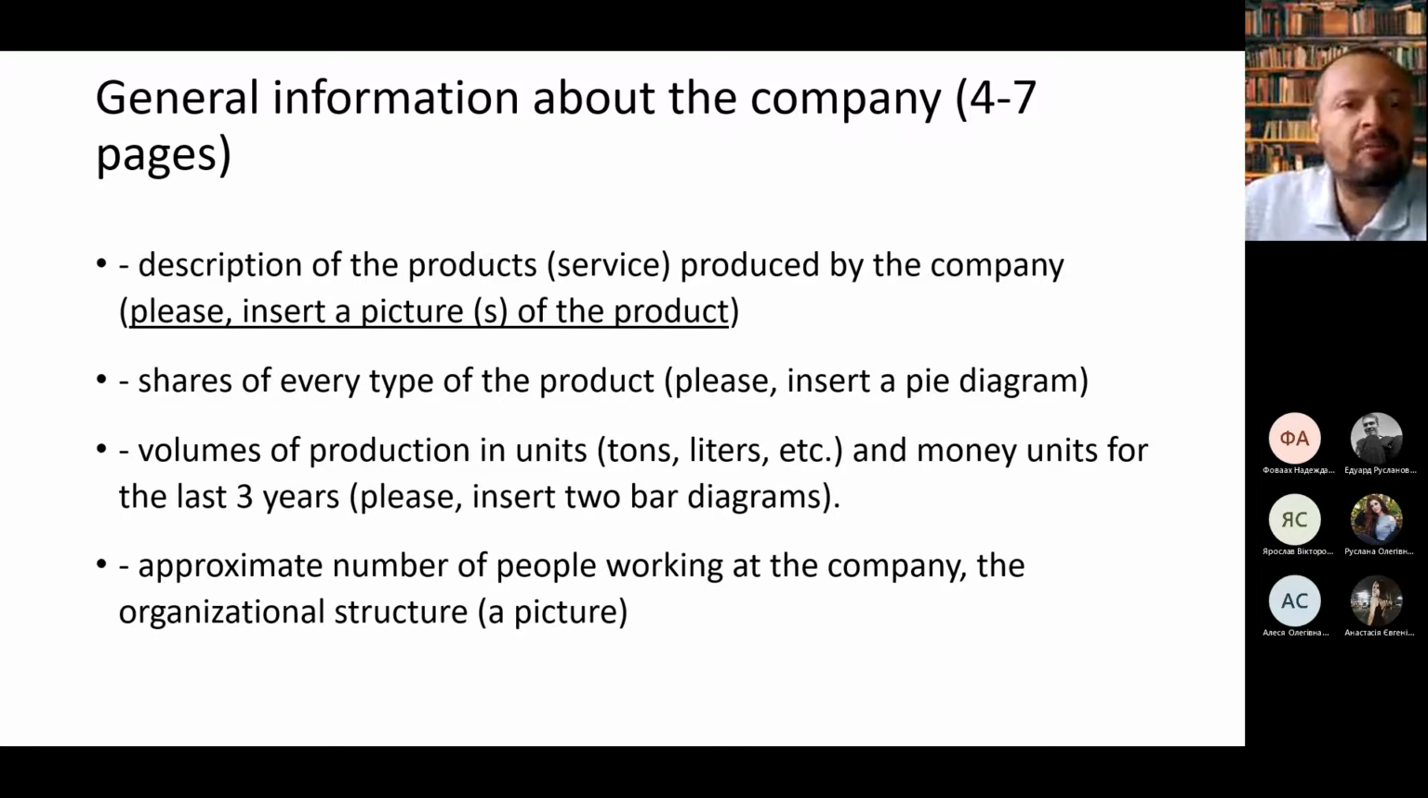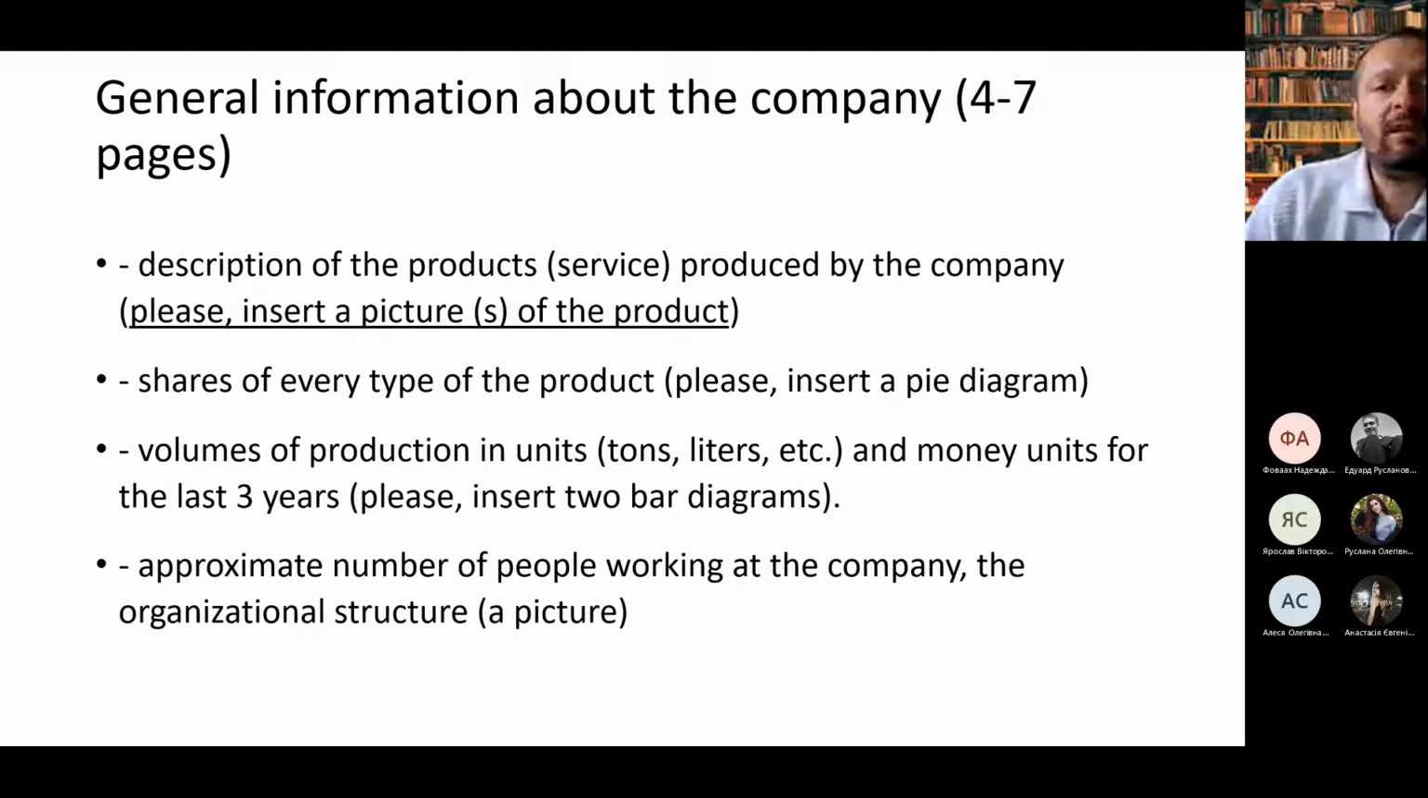Then it could be some pie diagrams for types of products. Then it must have volumes of production in units and in money units, so it should be in tons, liters, or maybe some other units, and it should be in money for the last 3 years. And it must have some organizational structure for your company.